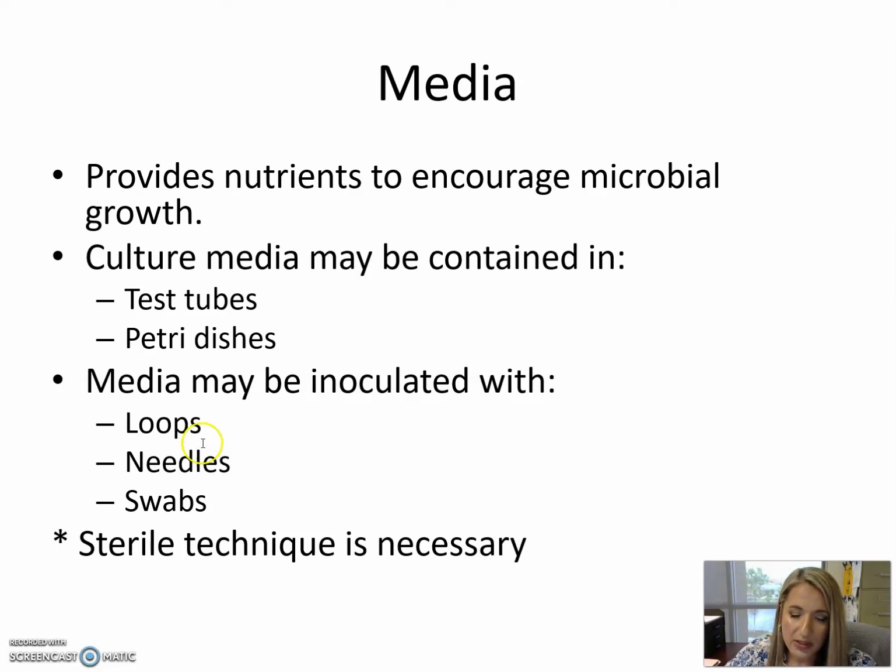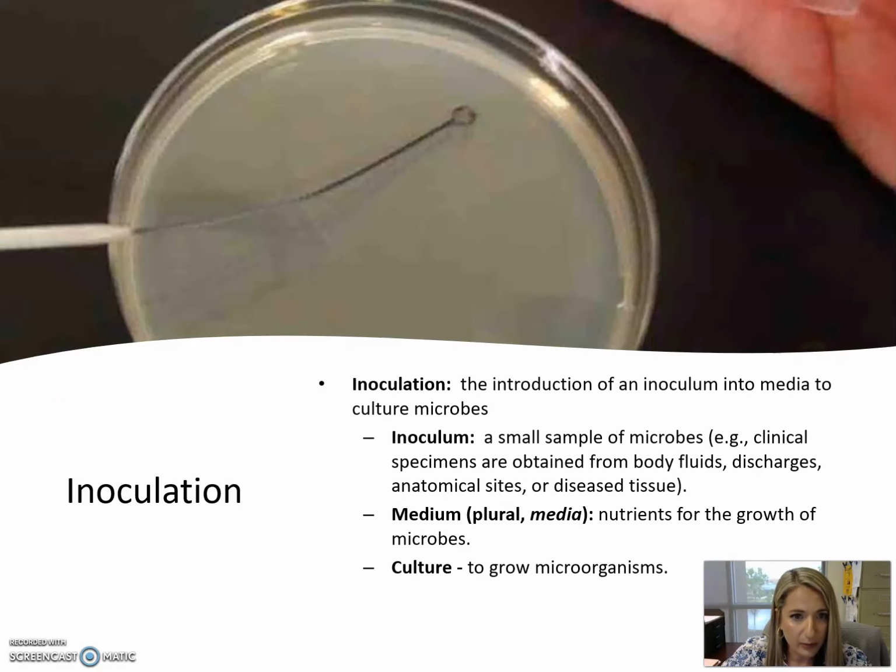So loops and needles are very commonly used. These are reusable transfer devices that you would need to sterilize before and after. An example of a loop can be seen here. This is an inoculating loop that's being used to transfer bacteria. Needles are very similar to loops. They just don't have this loop at the end, and they're just a straight point.